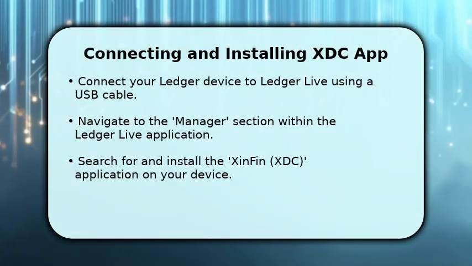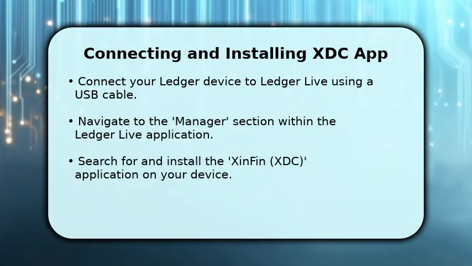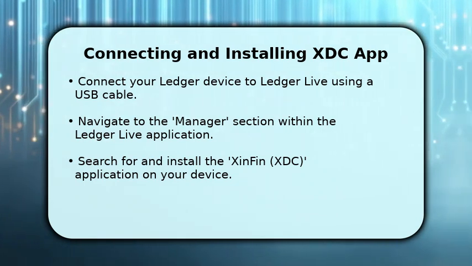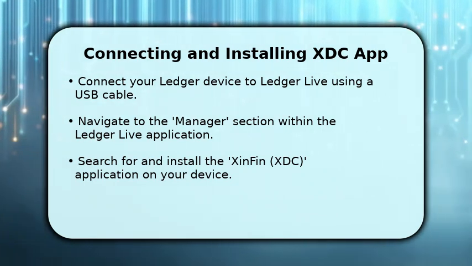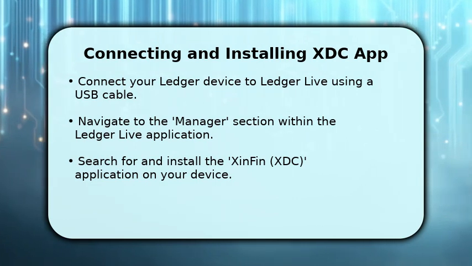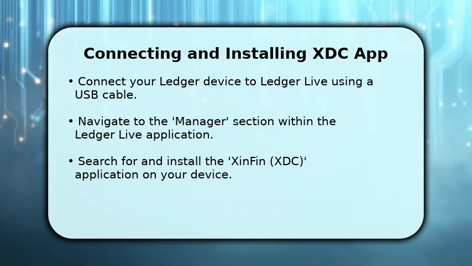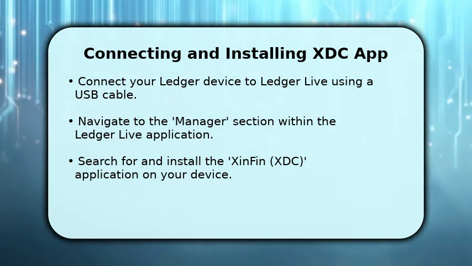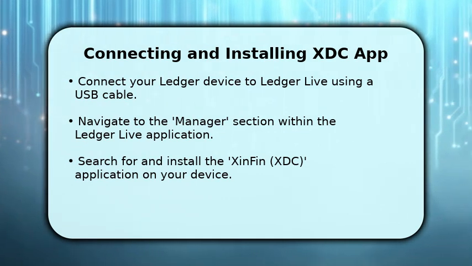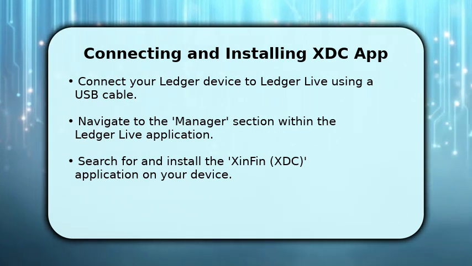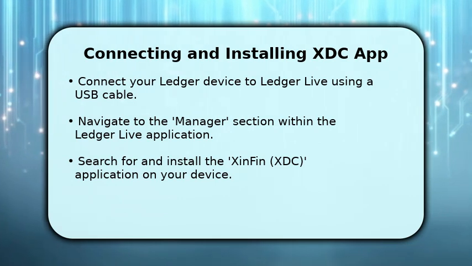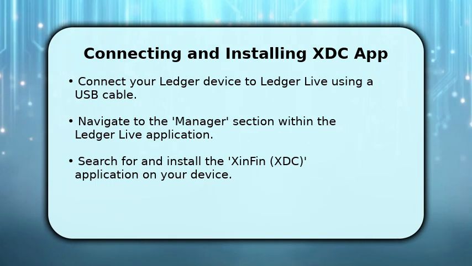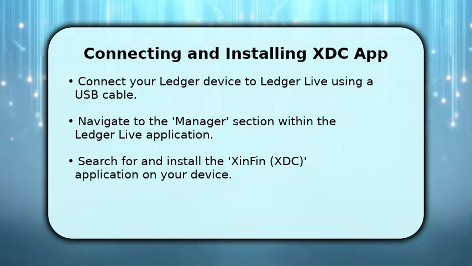Now let's connect your Ledger device to Ledger Live. Use a USB cable to link your hardware wallet to your computer. Once connected, open Ledger Live and navigate to the Manager section. Here, you can browse and install various cryptocurrency applications. Search for XinFin XDC in the app catalog. Confirm the installation on your Ledger device itself. This process installs the necessary software for your Ledger to interact with the XDC network securely.